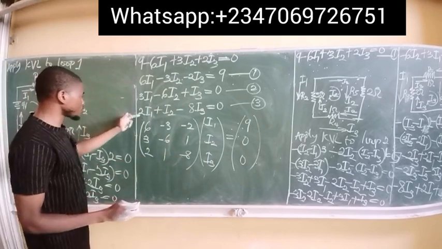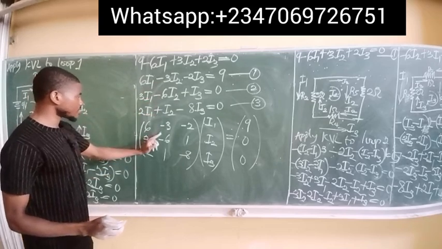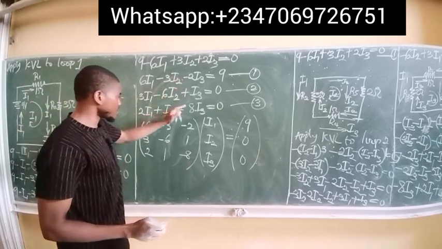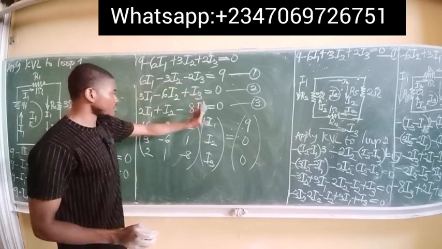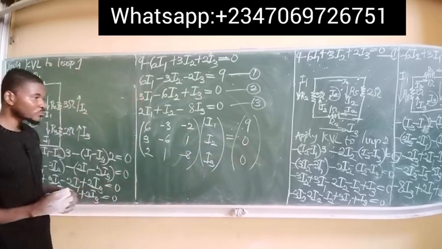So simply: 6, 3, 2; minus 3, minus 6, 1; minus 2, 1, minus 8, all multiplied by I1, I2, and I3, which is this, and equal to their constants. So you simply have this.